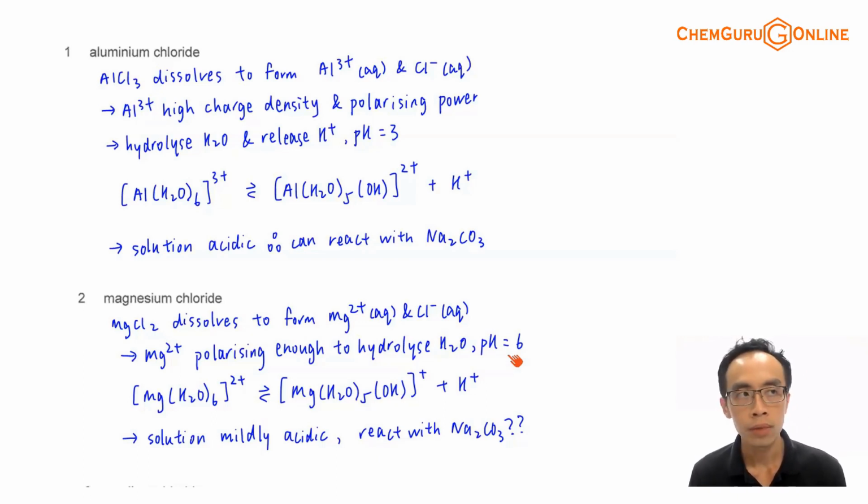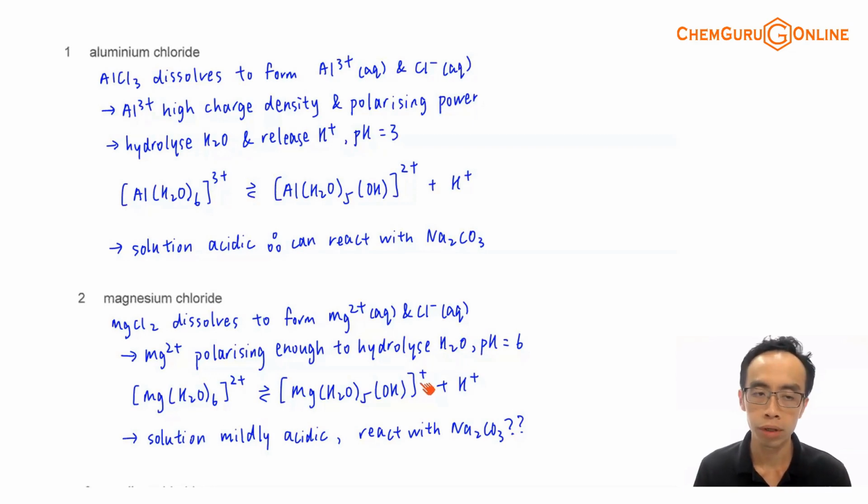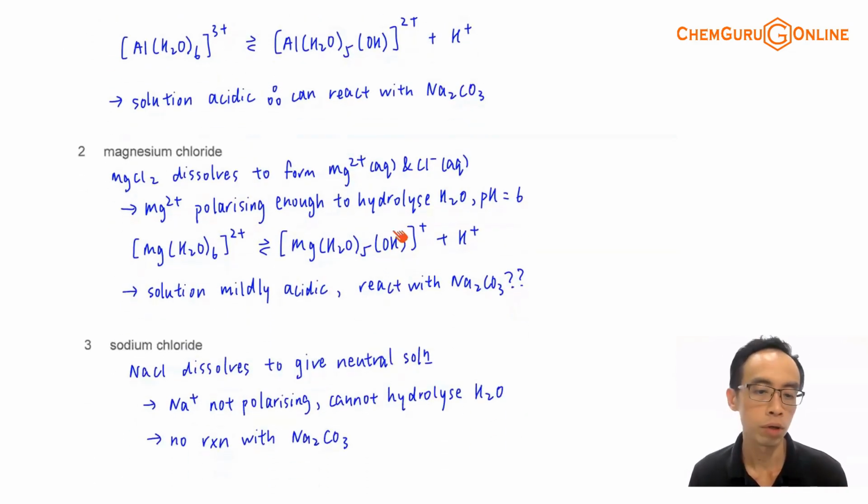Of course, this means the solution is acidic at pH equals to 6, but is it acidic enough to react with sodium carbonate? So this is a question mark, and we wouldn't be able to decide based on what we have here. Later we will run through the options and see which one is my best answer. All right. Now, how about sodium chloride?